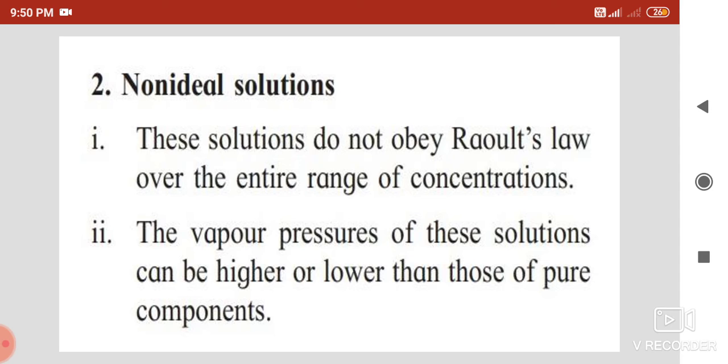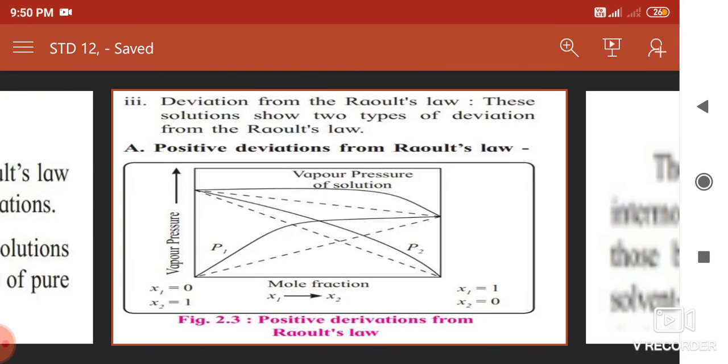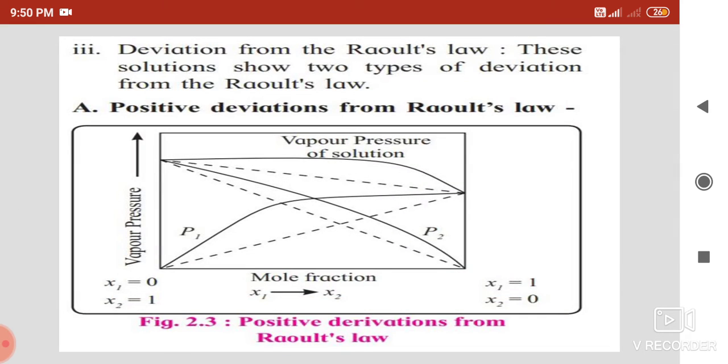Now let us see the next, the third point in non-ideal solutions, the deviation from Raoult's law. These solutions show two types of deviation from Raoult's law. The first is a positive deviation from Raoult's law.